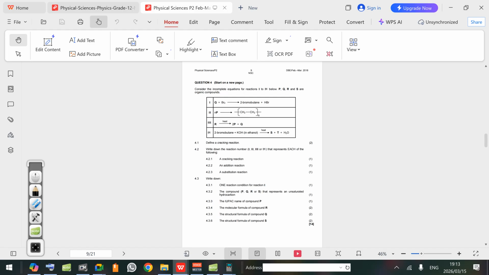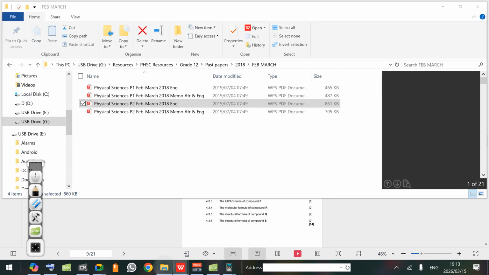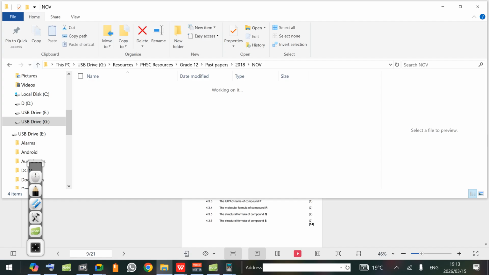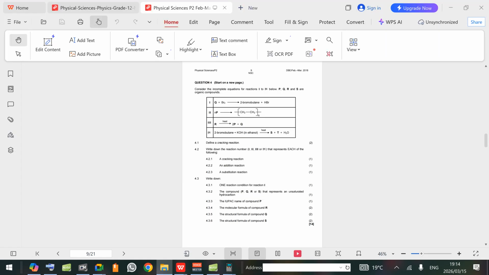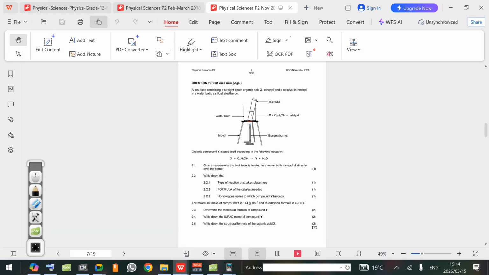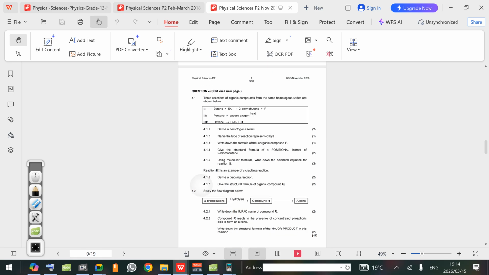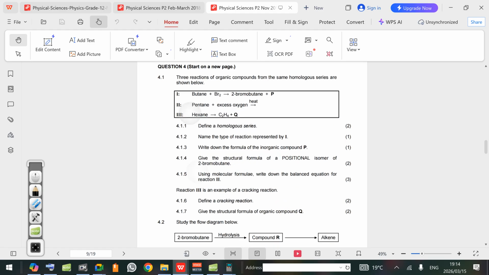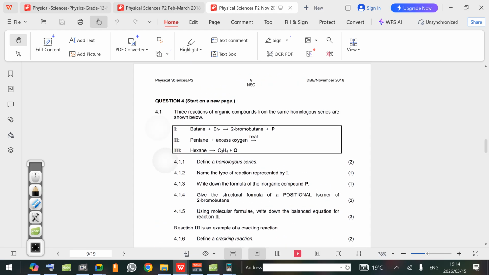No, there's polymers here, and we are not doing polymers. Let me look for one without a polymer. November. Okay, let's check this one. All right, this is actually very good. 17 marks, guys. We're going to work together here.